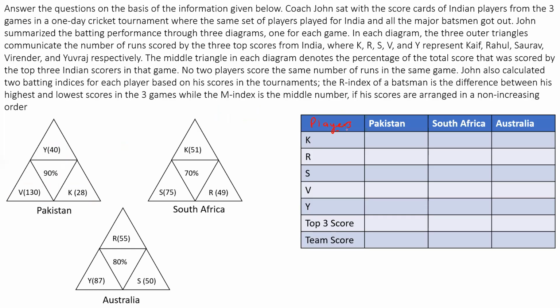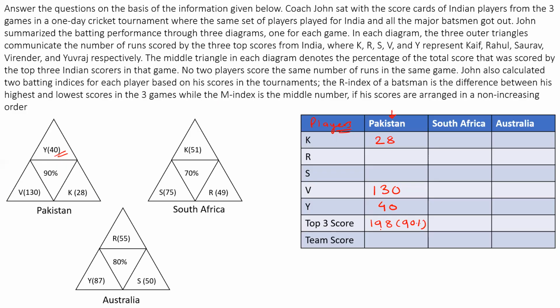Then we'll try to fill this particular table now. Okay. So first match is against Pakistan. So in Pakistan match, Yuvraj Singh scored 40. So I'll just write 40 here. Virendra scored 130 and Kaif scored 28. The addition of these 3 is 198, which is 90% of total score.